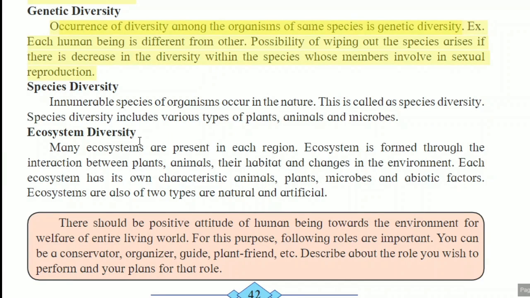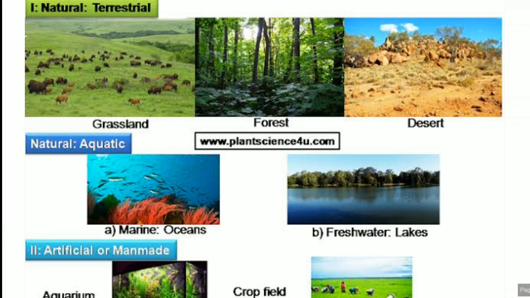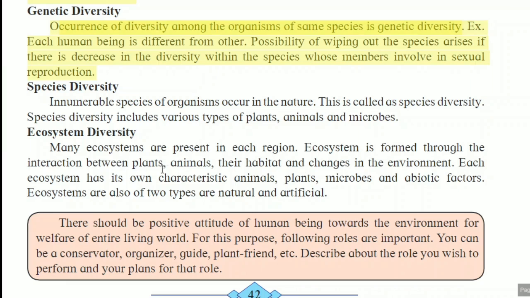Third one, ecosystem diversity. Many ecosystems are present in a region. We know that in nature different types of ecosystems are present: forest ecosystem, terrestrial ecosystem, grassland ecosystem, freshwater ecosystem, aquatic ecosystem, marine ecosystem. All these are types of ecosystems. And an ecosystem is formed through the interaction between plants, animals, their habitat and changes in the environment. Each ecosystem has its own characteristics, animals, plants, microbes and abiotic factors.